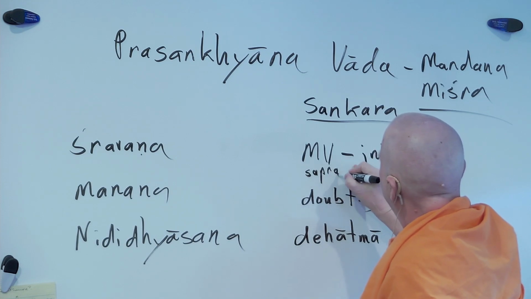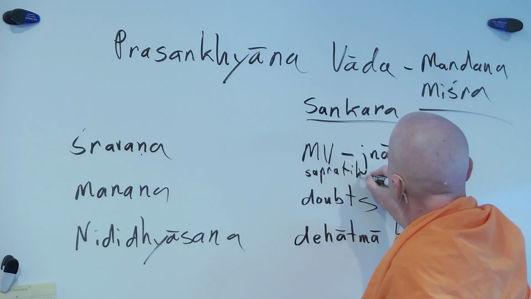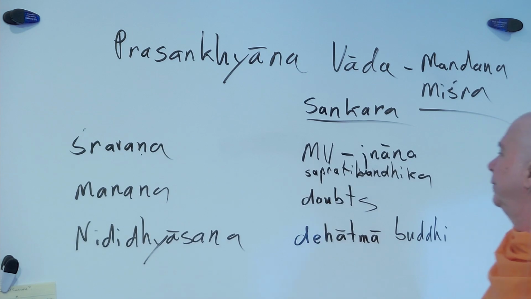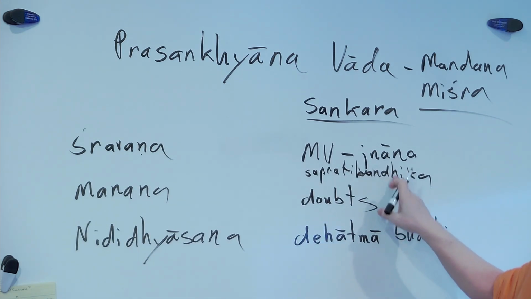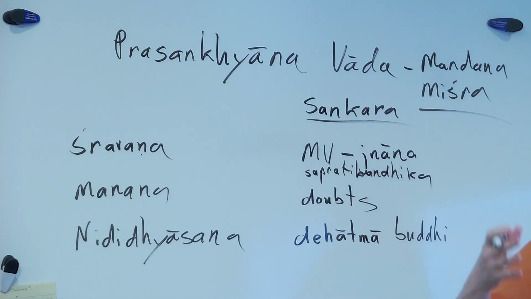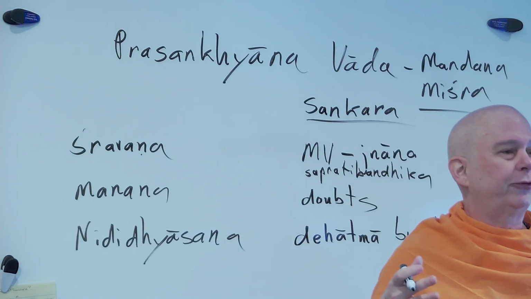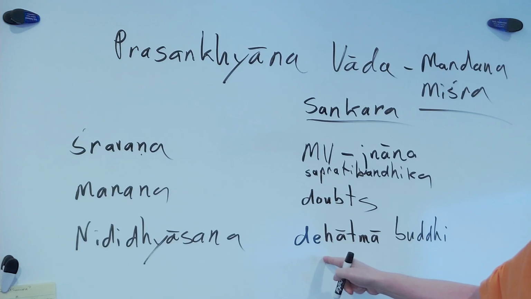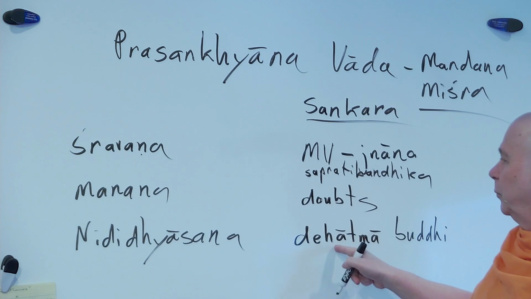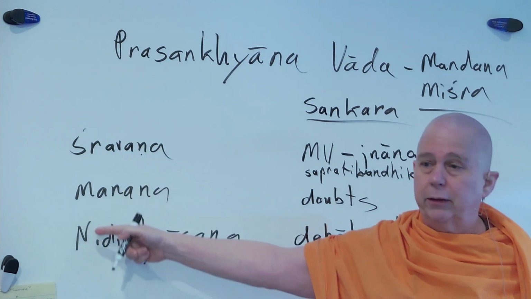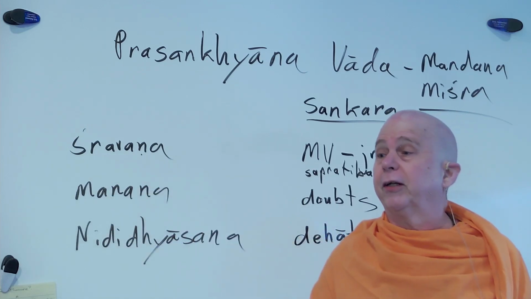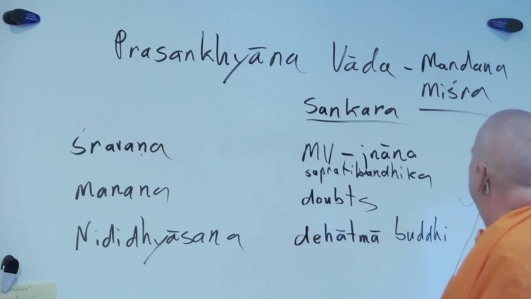Sa pratibandhika jnana. Sa pratibandhika jnana, knowledge which is obstructed, and obstructed by what? Doubts and dehatma buddhi, habitual identification. These doubts and dehatma buddhi are addressed by manana and nididhyasana. I don't need to explain this further. We've discussed this at great length in our other classes.